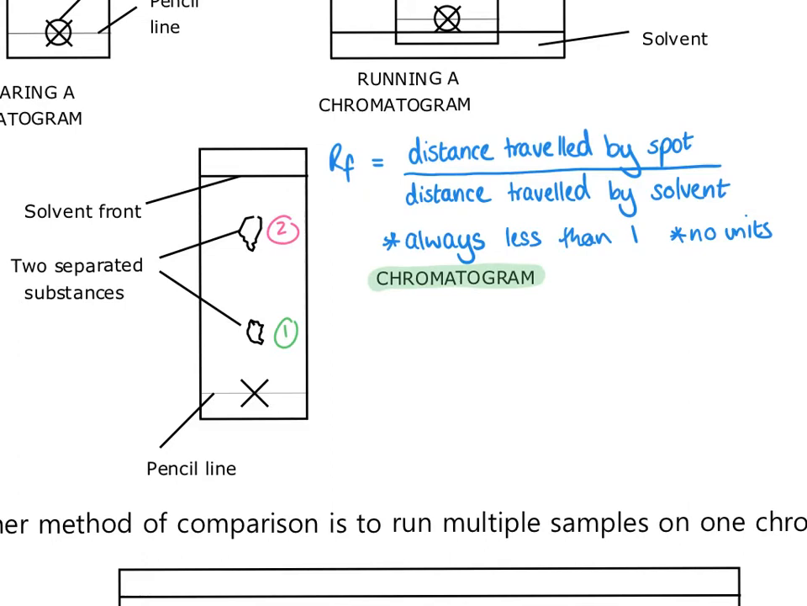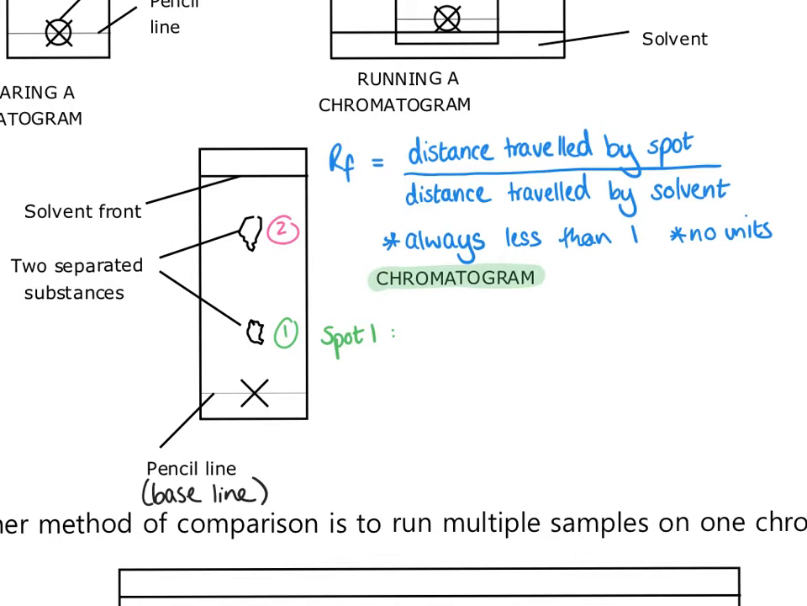So let's calculate our RF value for spot 1 and for spot 2. So we need some values in order to do this, and in the exam you may be asked to work out the distances using a ruler, or they might give you some values. I'm just going to give you some values. It's not to scale, but it's just to make our calculation a little bit easier. So what we'll need first of all is the distance travelled by our spots and also the distance travelled by the solvent. These are always measured from our pencil line at the bottom, which is sometimes called our baseline. So I'll write that below our pencil line.